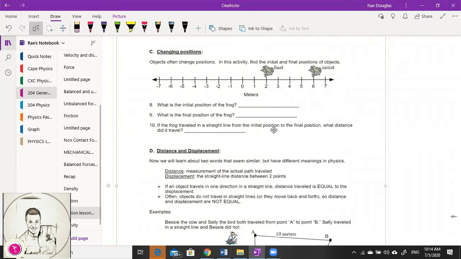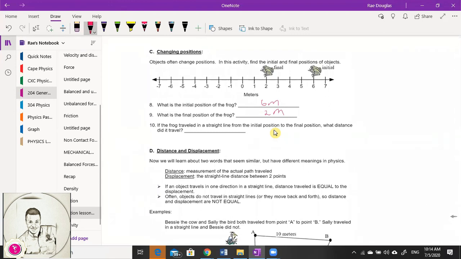Sir, can I answer? Go ahead. Sir, the initial position of the frog would be at 6 meters, and then the final position would move down to 2 meters. Now the next question says, if the frog traveled in a straight line from the initial position to the final position, what distance did it travel? 4 meters. Precisely, not 3, 4.